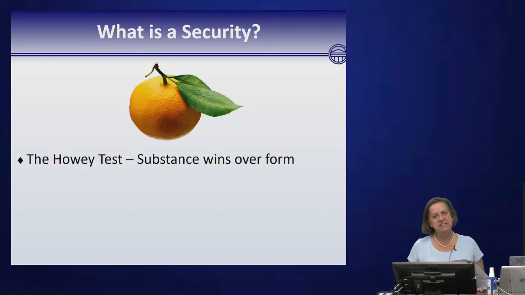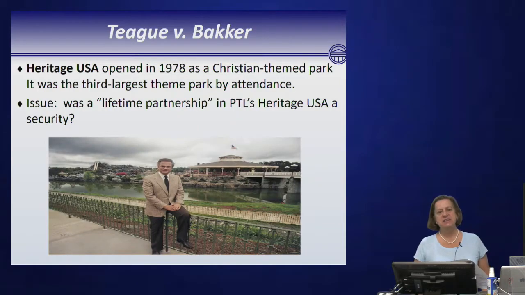So let's look to see how this Howey test has been applied in our circuit. And this is the case of Teague versus Bakker. Now, this man, Mr. Bakker, was a famous television evangelist. And this case, as I said, arises from our circuit. So he opened a Christian theme park, and it was known as PTL's Heritage USA. And I'm going to read to you what he offered people who invested in Heritage USA. The promotional material said this, and I'm reading from his promotional material.